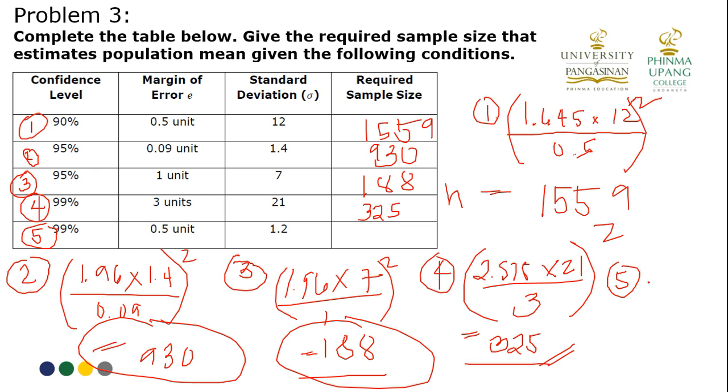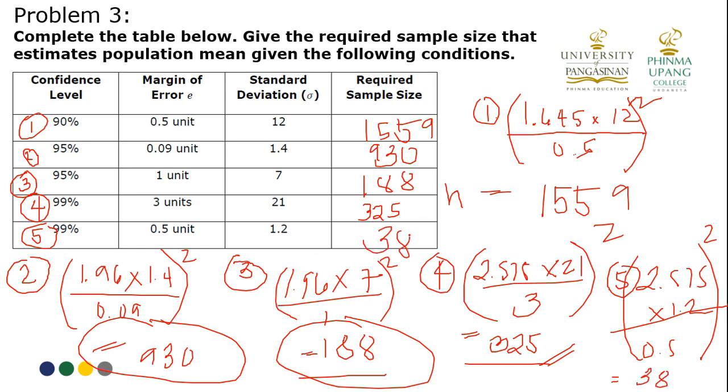99% is 2.575. Times 1.2, squared natin. Tapos 0.5, squared natin lahat. What's the answer in number 5? 38. 38 daw. Alright. O, di ba?